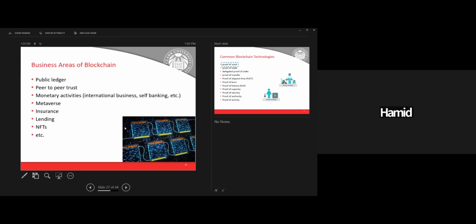So blockchain is still a very new topic. There are a lot of opportunities to be an entrepreneur. These are some major business areas: working on public ledgers, peer-to-peer trust, monetary activities, metaverse, insurance, lending, NFTs, and so on and so forth. You can even do some coding and create your own bank. You can lend cryptocurrency to some people and get interest.